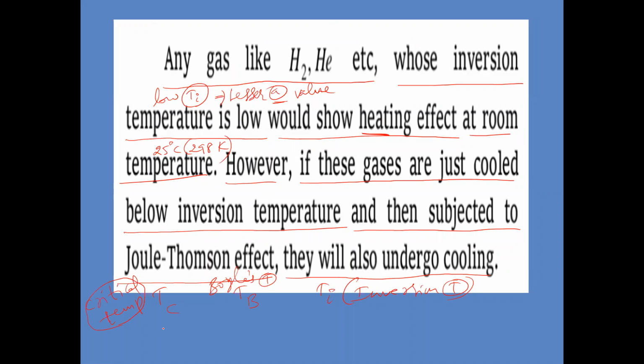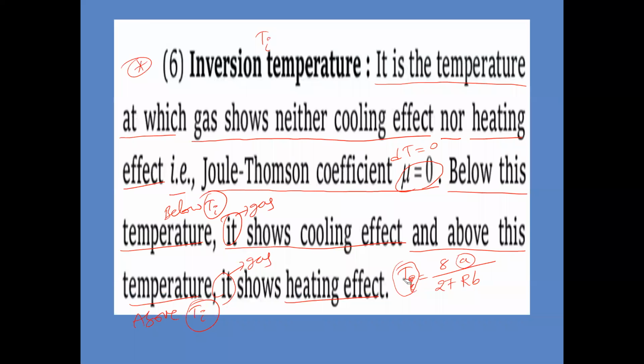Now what are the formulas here? Critical temperature is 8a by 27Rb. TB is a by Rb. And inversion temperature is 2a by Rb. So previously we had taken it wrong here; Ti is 2a by Rb. So inversion temperature and the a value are directly proportional to each other.